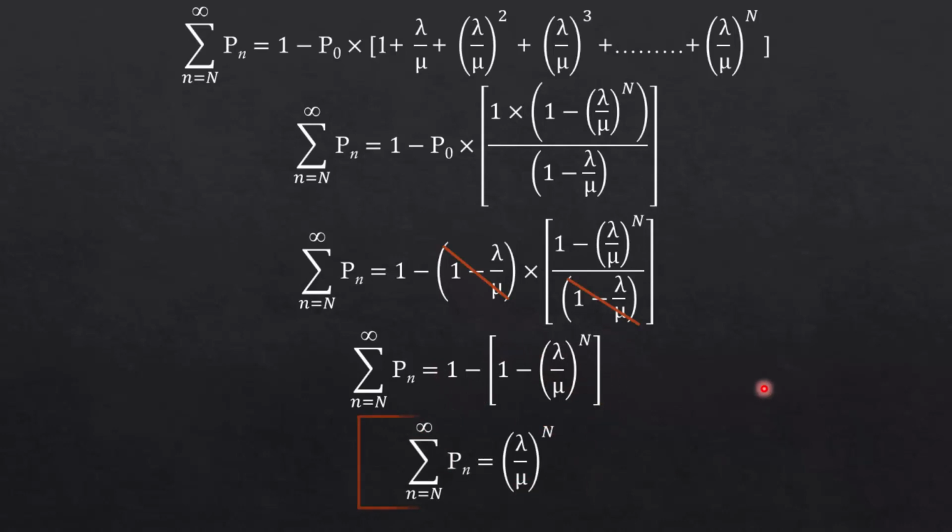And this is another very important result we have obtained here for the probability of finding n number of people in the system where n is from capital N to infinity. That means the probability of having n number of persons which is greater than capital N is given by lambda by mu to the power capital N.